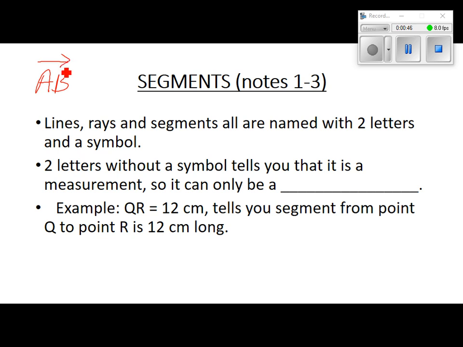Now what's it say? Ray AB. Now what's it say? Line AB. Okay, so they're all three different, but they're all three sort of the same. You've got to make sure you know the difference between the three. Make sure you're using the correct symbols.